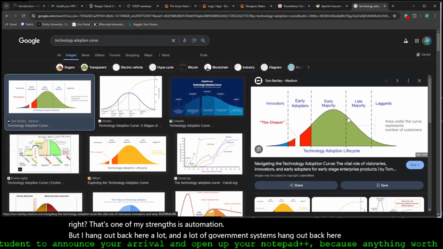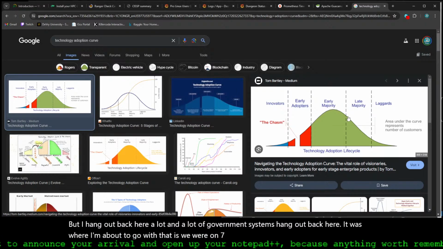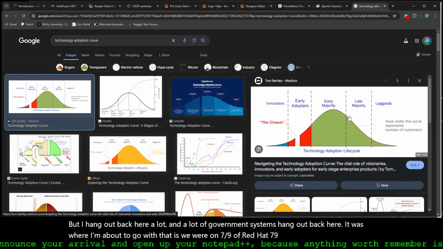Anyways, where I'm about to go with that is we were on 7.9 of Red Hat. 7.9 is almost end of life.